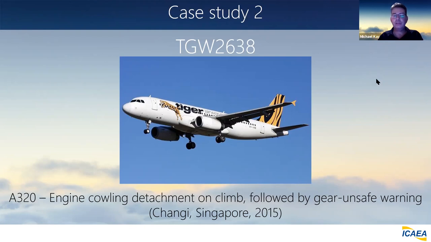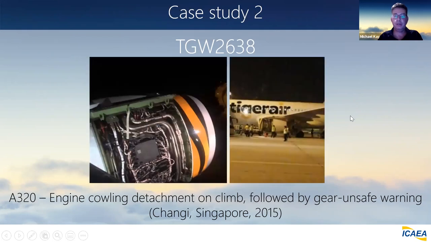Now in this case, two things happen. The aircraft's just taken off out of Changi, Singapore's international airport. And on climb, the engine cowling comes off the aircraft. It becomes detached. Now, this is quite a long situation and it originally was about 40 minutes. It's been edited down to be quite short for the purposes of the webinar. And the second part is, because the engine cowling has come off, it disrupted a part of the avionics and caused a gear unsafe indication in the flight deck.